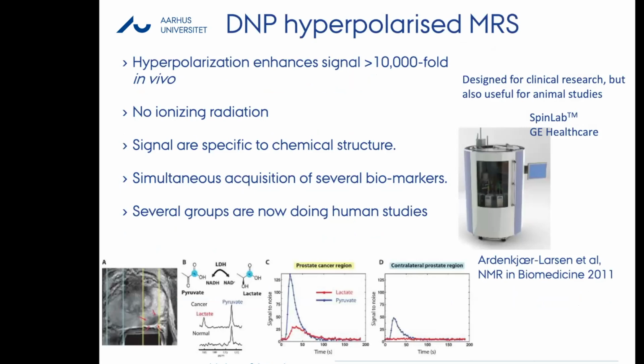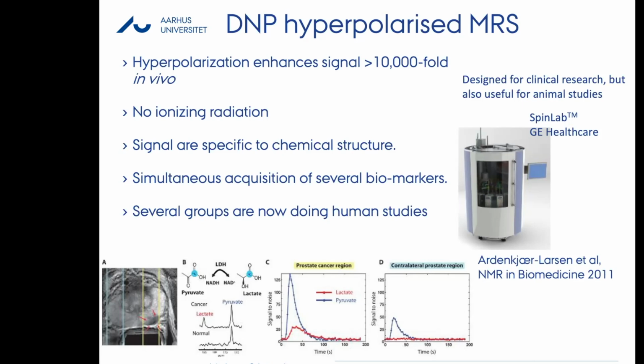I'll be talking about DNP or dissolution DNP hyperpolarization, so I won't touch on the other technologies that exist. But common for them all is that they enhance signal by more than 10,000 fold. They do not rely on ionizing radiation. The cool thing about MR or hyperpolarization with MR is that we can distinguish between different chemical structures, so we can actually see more than one thing at a time.